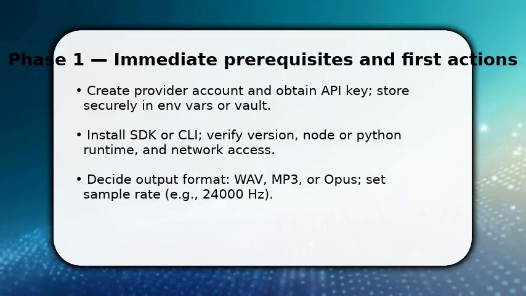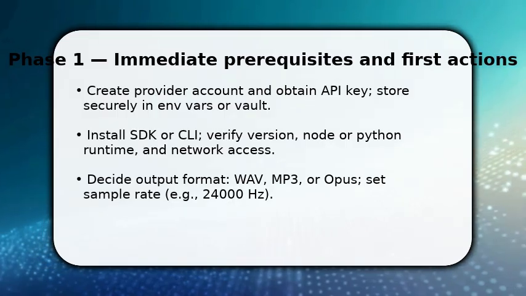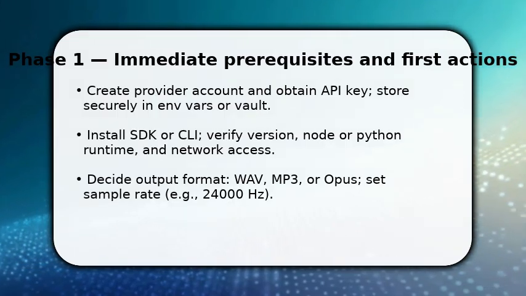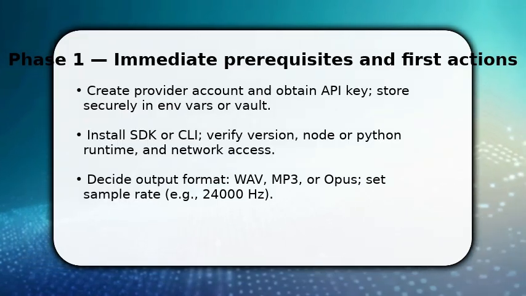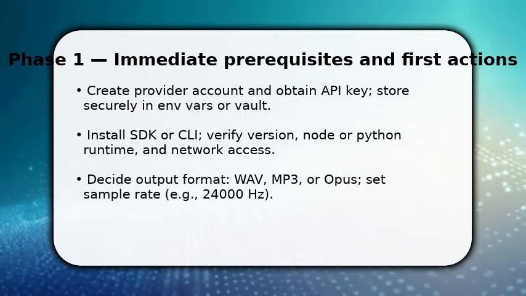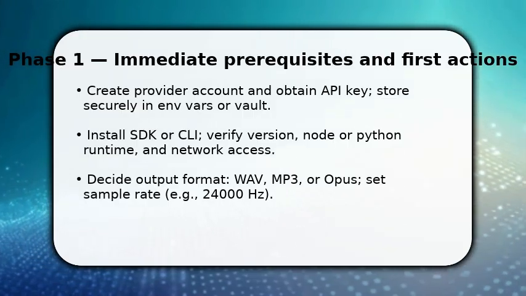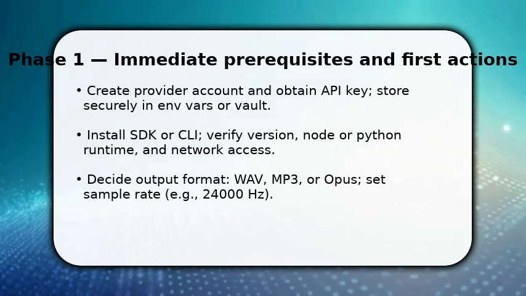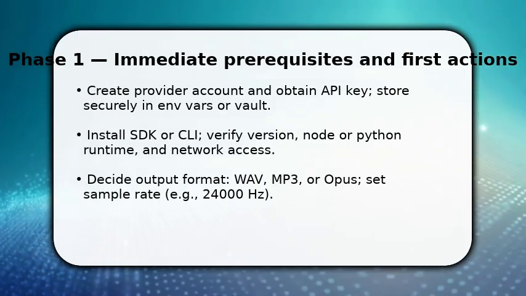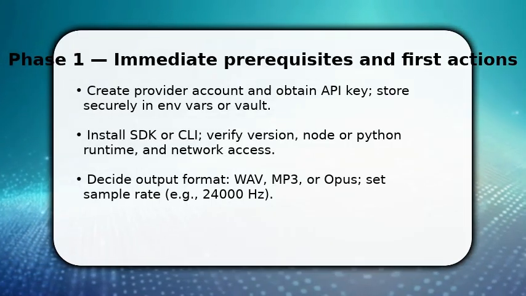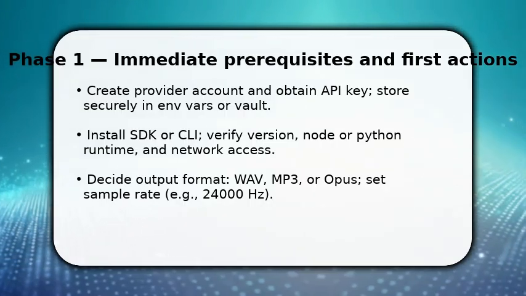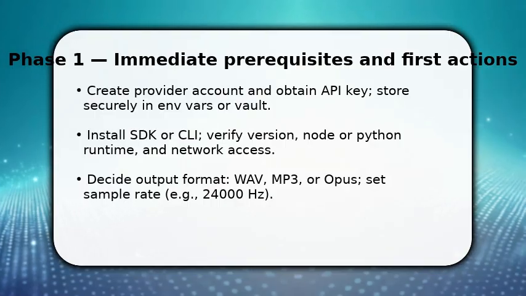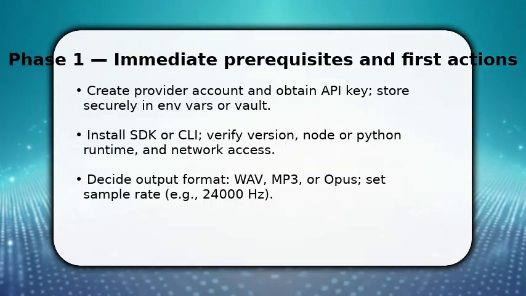You need an account and an API key, so create one and save that key in an environment variable now. Once done, install the provider SDK or CLI on your machine. Make sure your runtime matches the SDK requirements. Next, choose an audio format, WAV, MP3, or Opus, and set the sample rate, for example 24,000 Hz, because that determines quality and compatibility with your client app. Now you're ready to request synthesis.